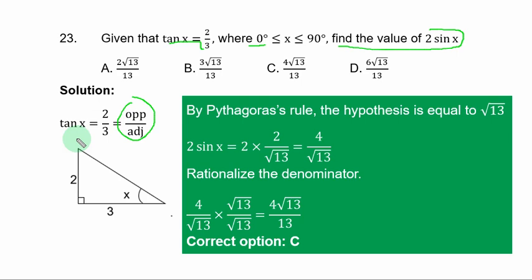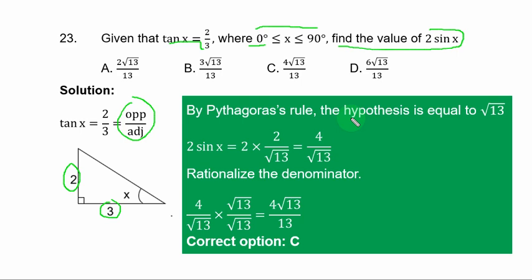So you draw a right angle triangle. The range we have here suggests it's an acute triangle, acute angle. One of the angles is less than 90, and that is x. By definition of tangent, this side is the opposite, this side faces the angle, the other side is adjacent. Longest side is hypotenuse. By Pythagoras rule, hypotenuse is root 13.